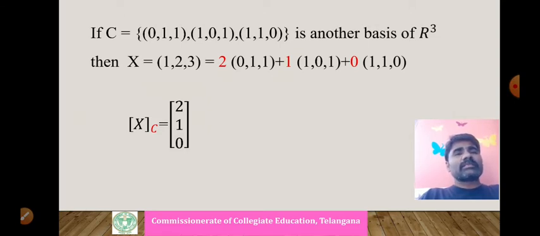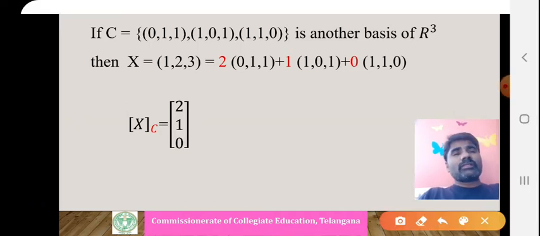The same vector can be written as a linear combination of elements in two different bases, and then the coordinates will be different. Now the problem is to find a coordinate change from B to C. If the coordinates of x with respect to B are known, then we can find the coordinate vector of the same x with respect to another basis C. That is our problem.